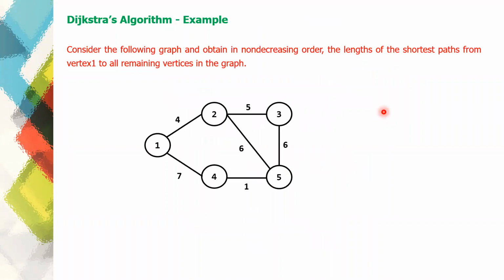So using this, we'll work out a problem. This is an undirected graph that is given. Using Dijkstra's algorithm, find the lengths of the shortest paths from vertex 1 to all the remaining vertices in the graph. So vertex 1 is to be considered as the source vertex, and applying Dijkstra's algorithm, you have to determine the lengths of the shortest paths from vertex 1 to the remaining vertices.